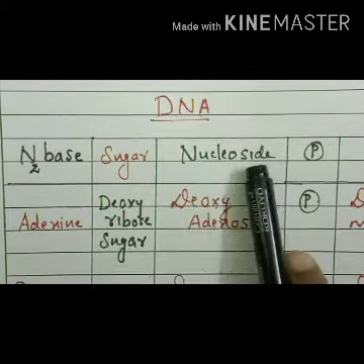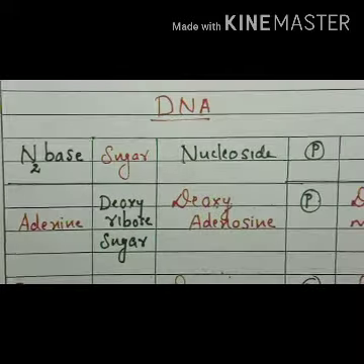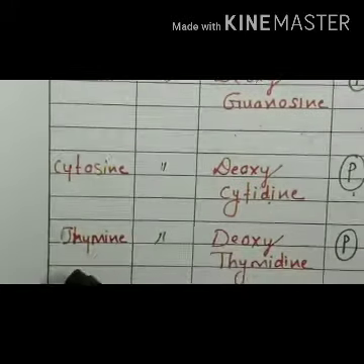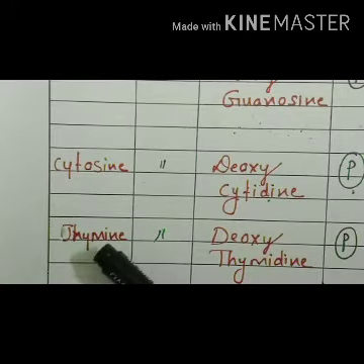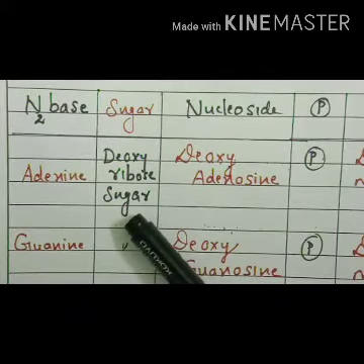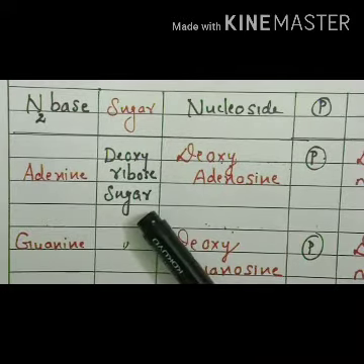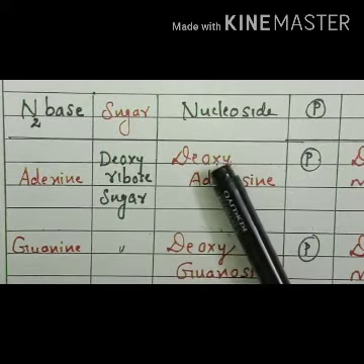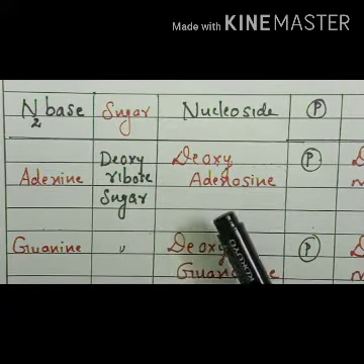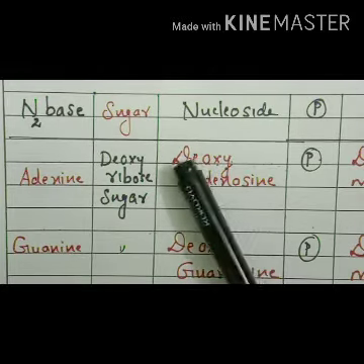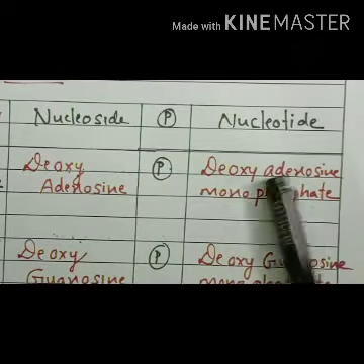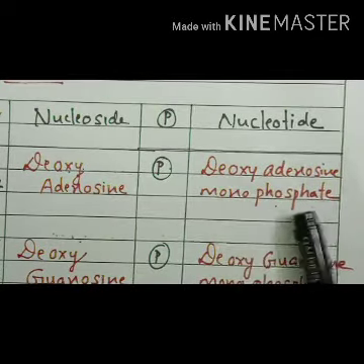Here come the nucleosides and nucleotides in DNA. The four types of nitrogen bases in DNA are adenine, guanine, cytosine and thymine. Here we can see thymine instead of uracil, and the sugar molecule is deoxyribose sugar. When adenine combines with the deoxyribose sugar, the nucleoside is deoxyadenosine. In the case of RNA it is adenosine, but here it is deoxyadenosine. When it combines with the phosphate, the nucleotide is deoxyadenosine monophosphate.